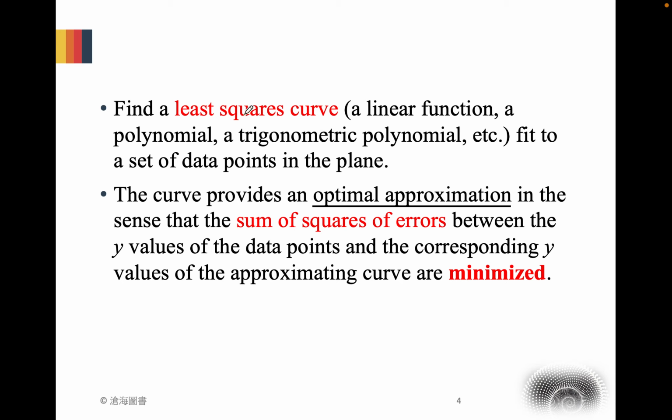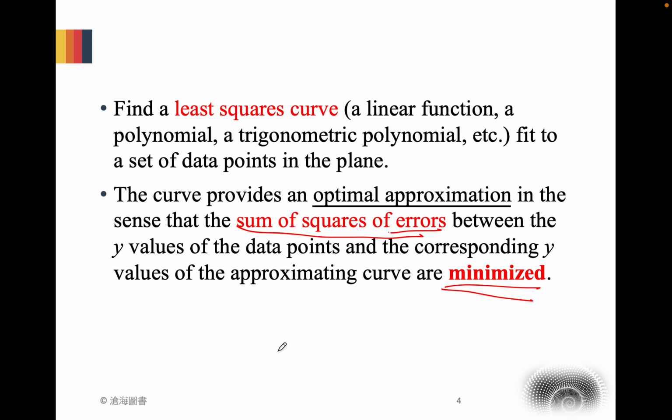So in this case, we would like to find a good curve to describe the distribution or the trend of the data points. And what is the so-called best curve? This curve would provide an optimal approximation in the sense of the sum of squares of errors. So the so-called best curve means the squared error between the curve and the data points is minimized. Okay, so this is the so-called best curve.